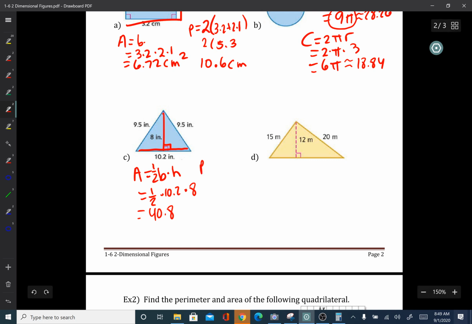The perimeter, now be careful when you're doing the perimeter, is the outside, right? So let me erase all this. This is the perimeter, right? From here to here to here, not this middle section, right? So all you have to do for perimeter is easy, just add up the sides. 9.5 plus 9.5 plus 10.2, right? What is that? 19 plus 10.2. So that's 29.2.